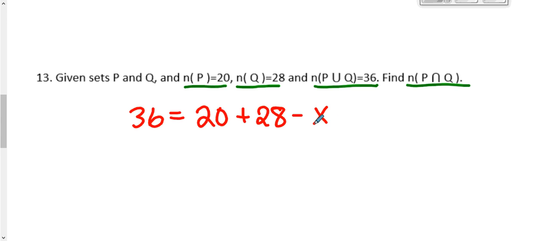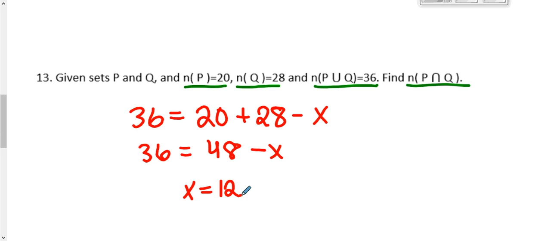I usually just use an x because that's what we use most often in equations. So then we have 36, and 20 plus 28 is 48. We have an x on the end, and so that means that x equals 12. The difference between 36 and 48 is 12. So the number in P intersection Q is 12.